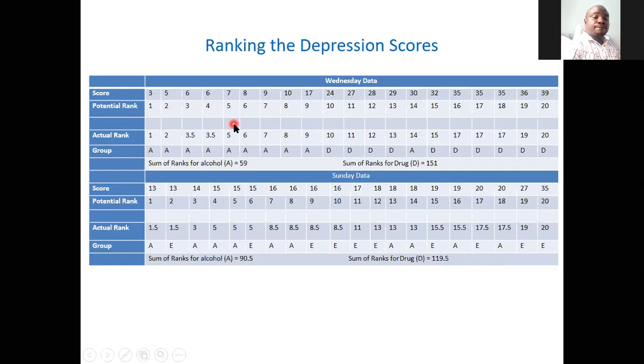You first of all have to arrange them in ascending order. So you arrange them and you give them the rank. When you look at the rank now, it's not necessarily ascending order per se, but you just give the rank. Look at the potential rank. These are the spots, the potential rank: 1, 2, 3, 4. This is the rank.